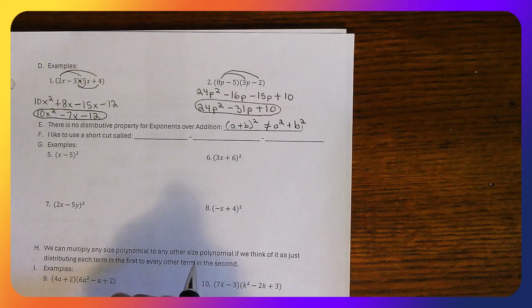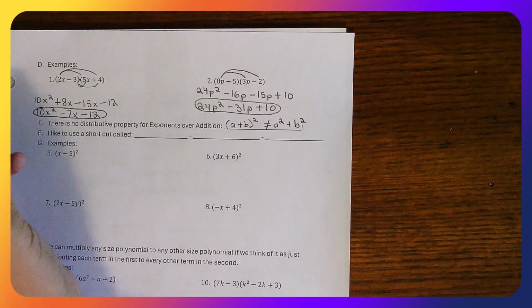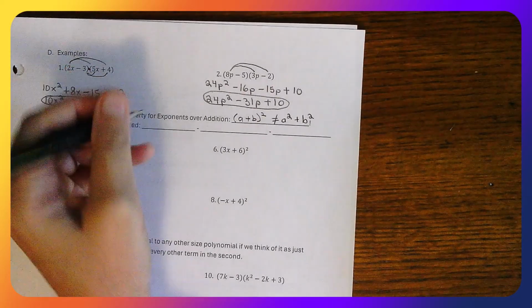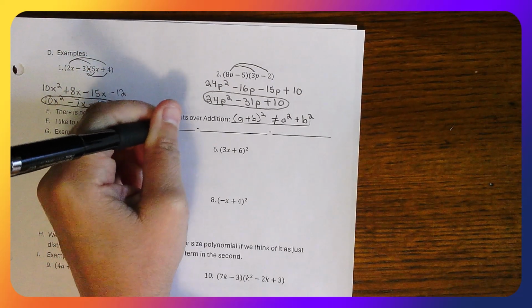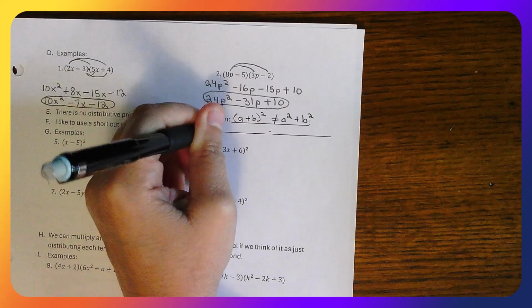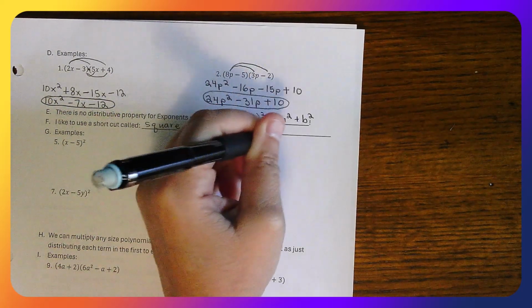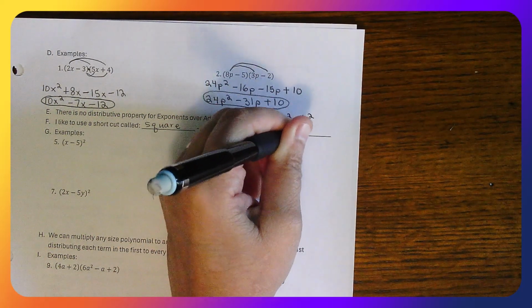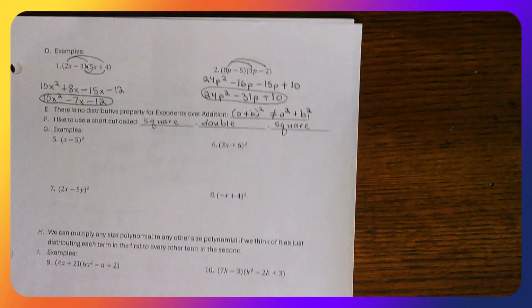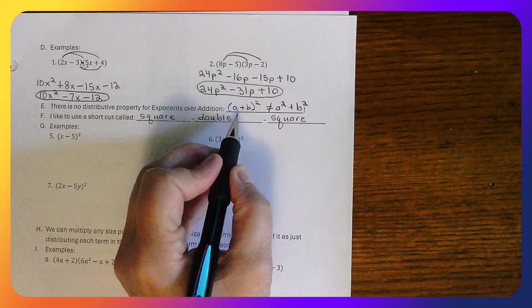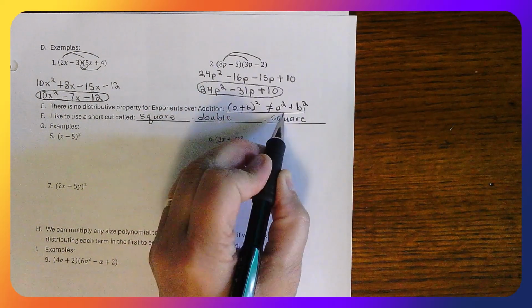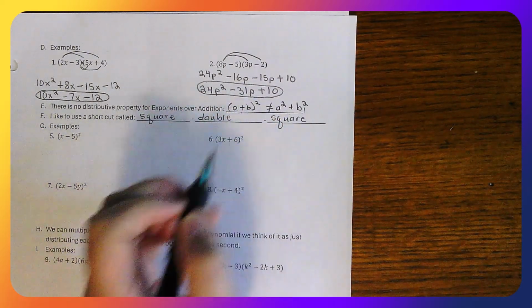But I do have a shortcut for you that I like to teach all my students, and I have a name for it. It's called square, double, square. Okay, so we'll do it the long way first to tackle what this really means and why it's not this, but then I'll show you the shortcut.